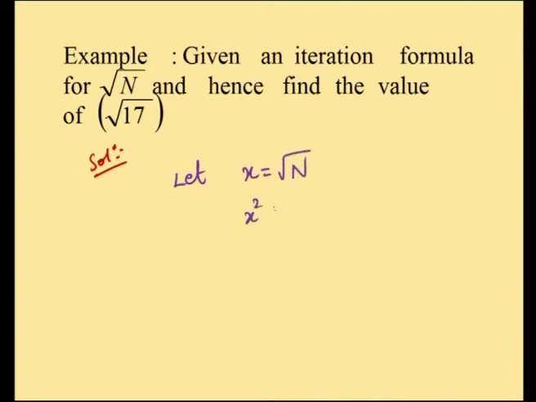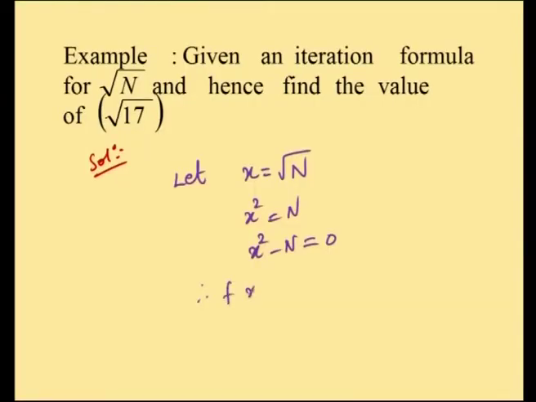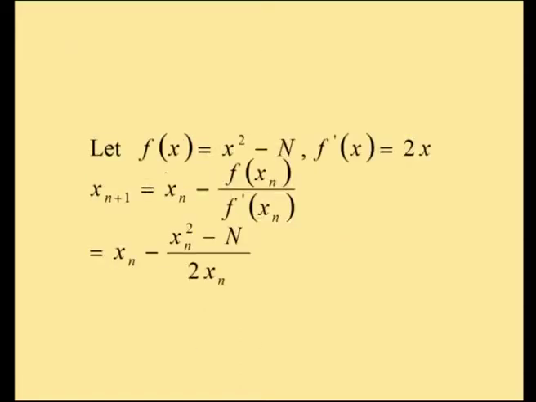Let x be equal to root n. So, x square is equal to capital N, or x square minus n is equal to 0. Whatever the problem is, get it into an equation format so that the left hand side is a function of x and the right hand side is equal to 0. So, you get f of x is equal to x square minus capital N. What is the iteration formula? F of x is equal to x square minus n and f dash of x is equal to 2x.